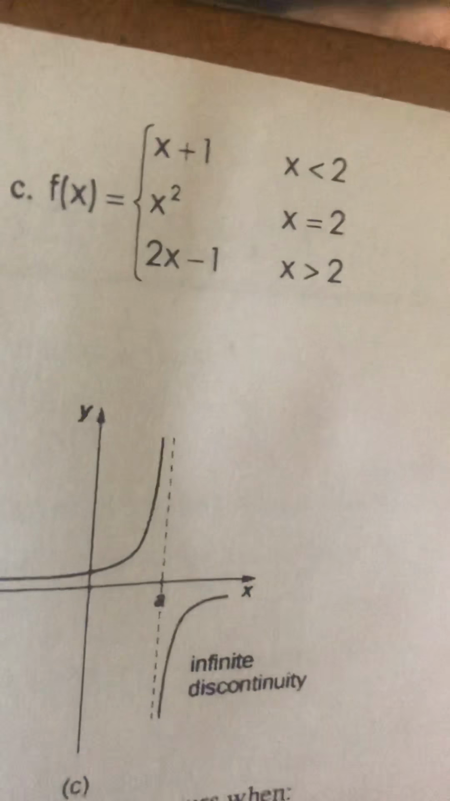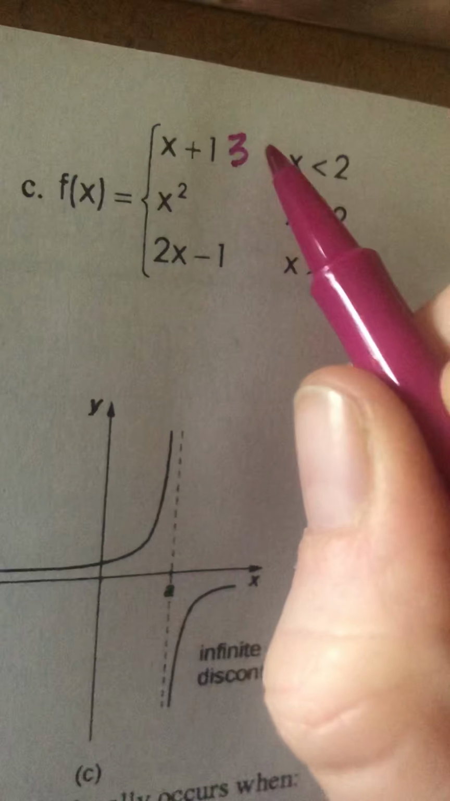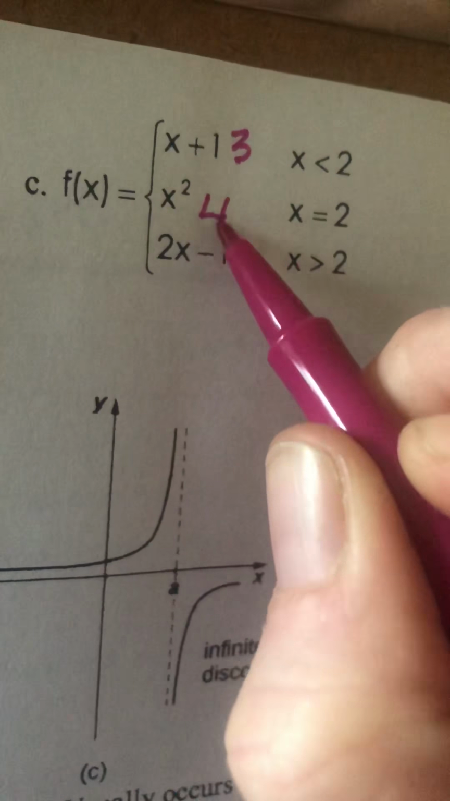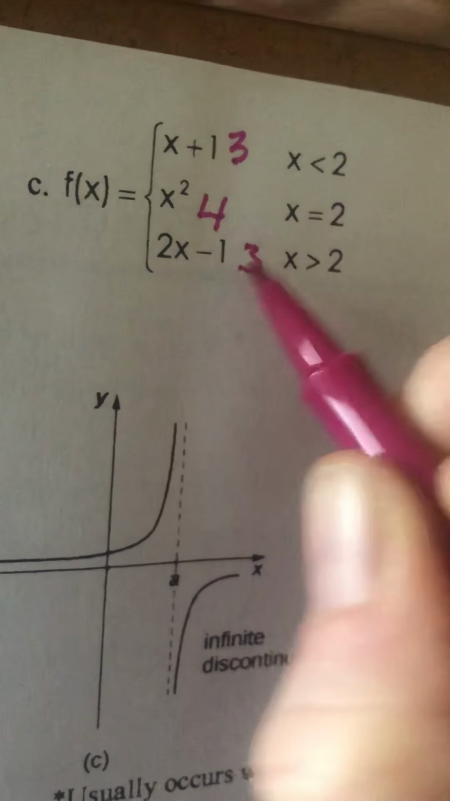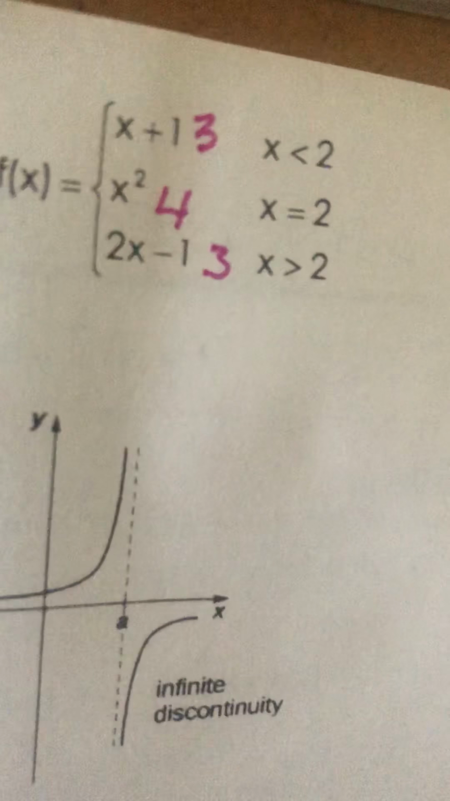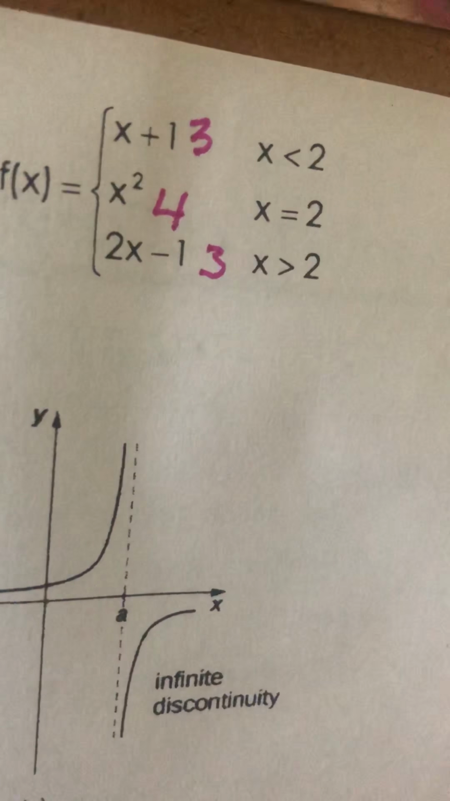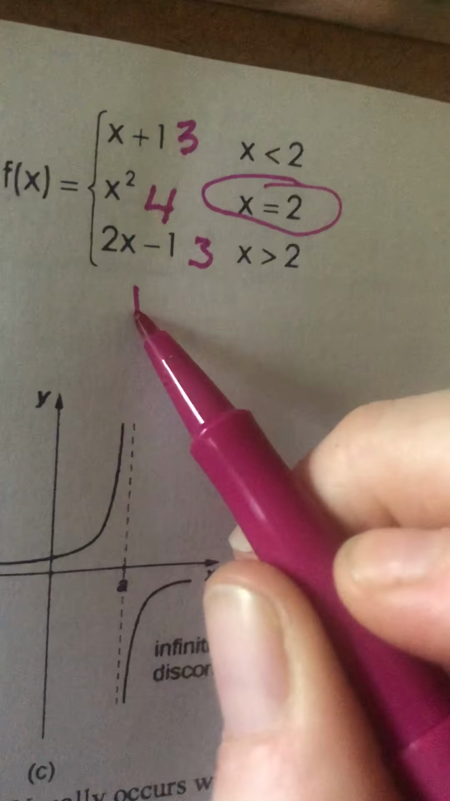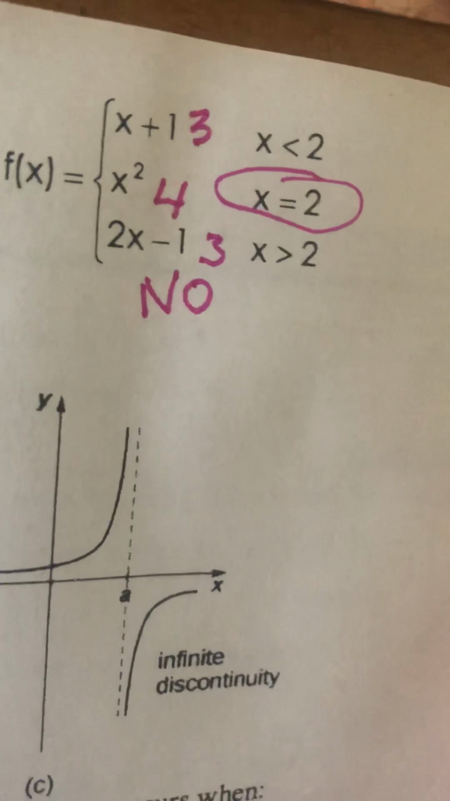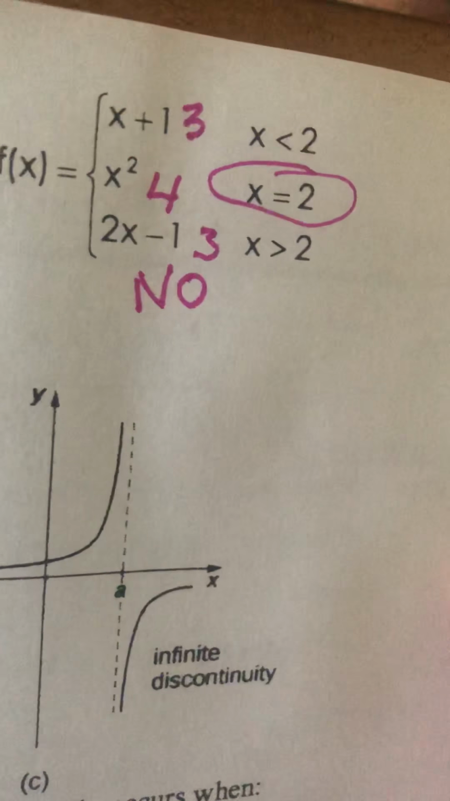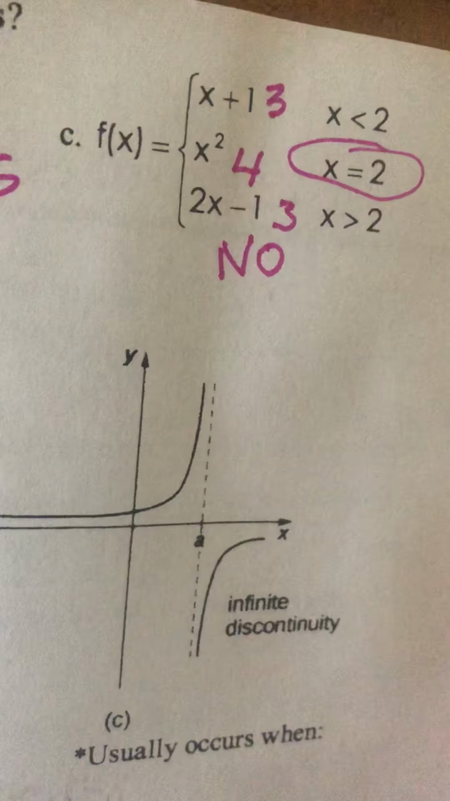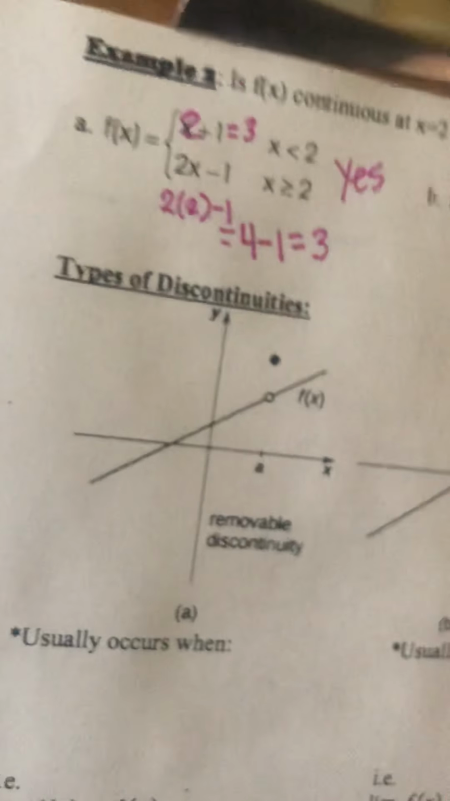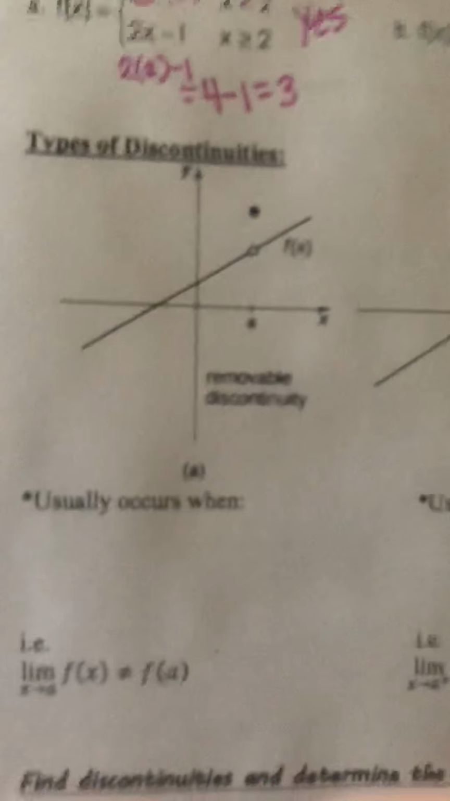Okay. And then let's look at C. So if we plug in 2, we're getting 3. For the left side, 2 squared is 4. And then we also have 3 again because we've done that. This one is not going to be continuous though, because obviously we have a jump right here. It goes from 3 to 4 to 3. And we would have to pick up our pencil if we were drawing that graph. So not continuous, no.